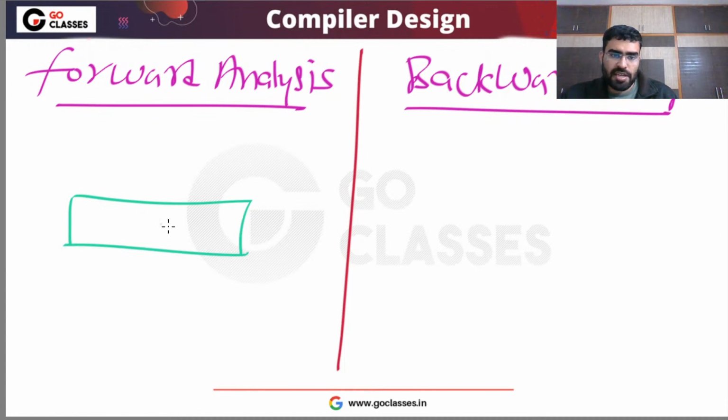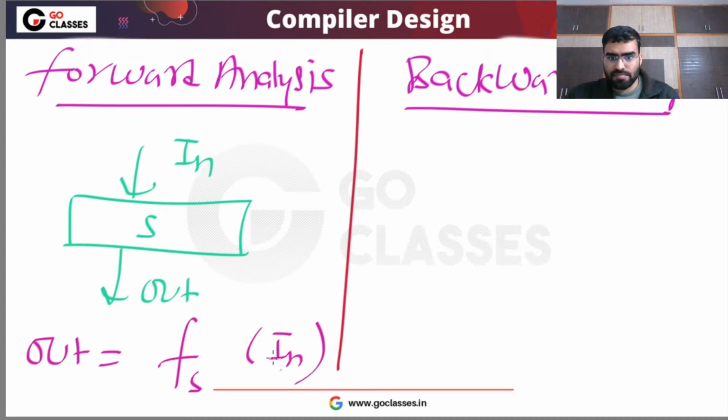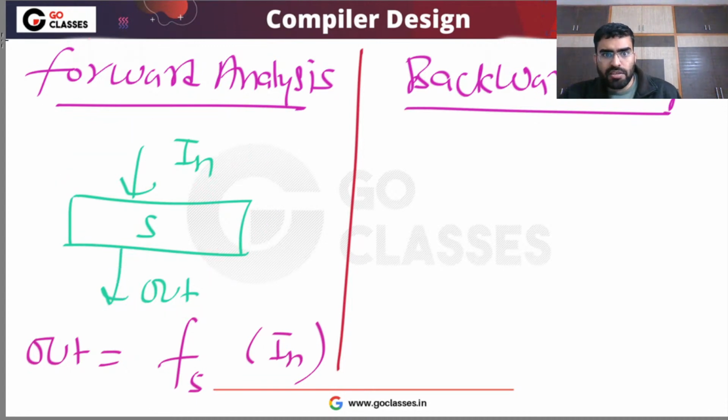Let's assume you have some statement S, and this is your in, and this is your out. Forward analysis means that this out is a function of in. So this out should depend on these two things; it should be calculated from in and S. What is the name of this function? I told you it is a transformation function, but it is called the transfer function.